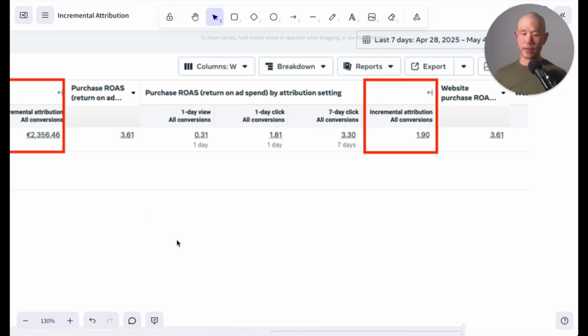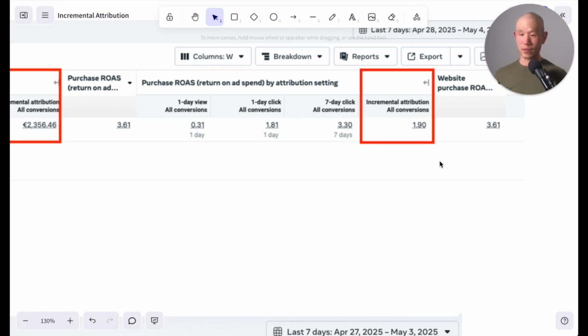When you look at 7-day click, 1-day view, you see 3.61. When you look at 1-day click, it's 1.81. And then when you look at 7-day click, it's still pretty high, 3.3. And then incremental is showing a 1.9. And you can see why that's going to be really important and informative in your decision making.